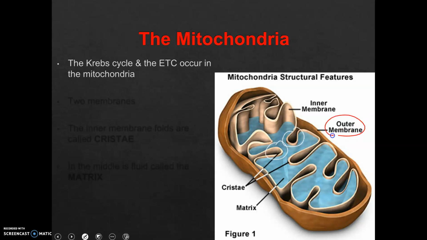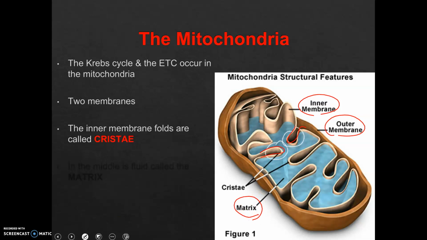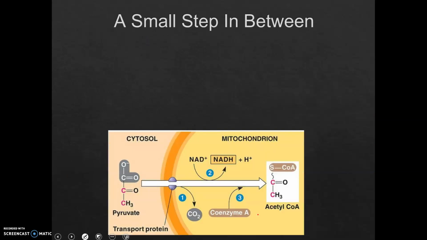It has 2 membranes, an outer membrane and an inner membrane. These folds are called cristae. They're going to be important. And this center is called the matrix. So 2 membranes, folds called cristae, and a center part called the matrix, which looks like it's full of water, but it is full of solution. It's not really pure water.